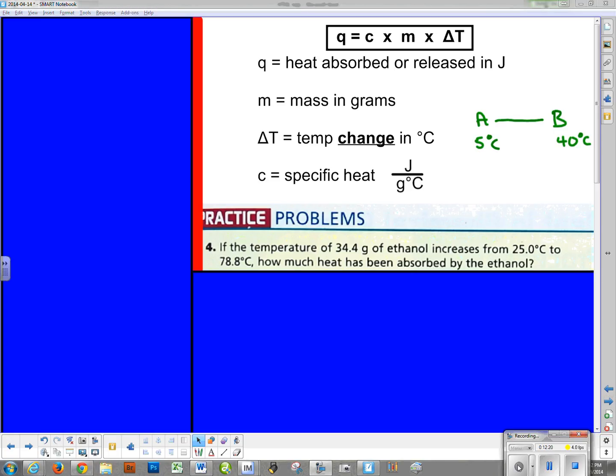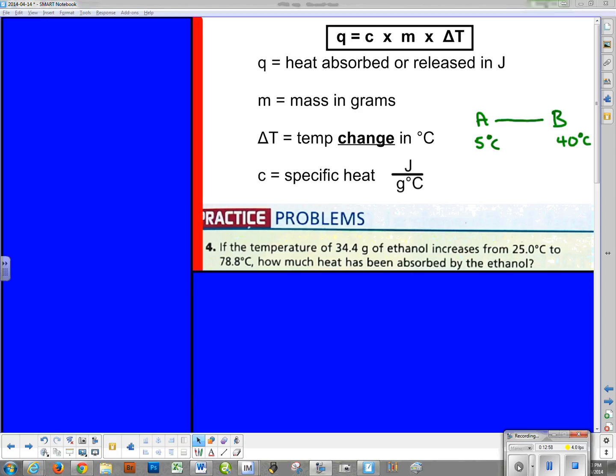So if the temperature of the ethanol, 34.4 grams of it, increases from 25 to, okay, what's the delta T? I think it would be 35.8 or 55.8. You're subtracting 25 from 78, right? 53.8. Okay, so that's your delta T. And how much heat has been absorbed by the ethanol?